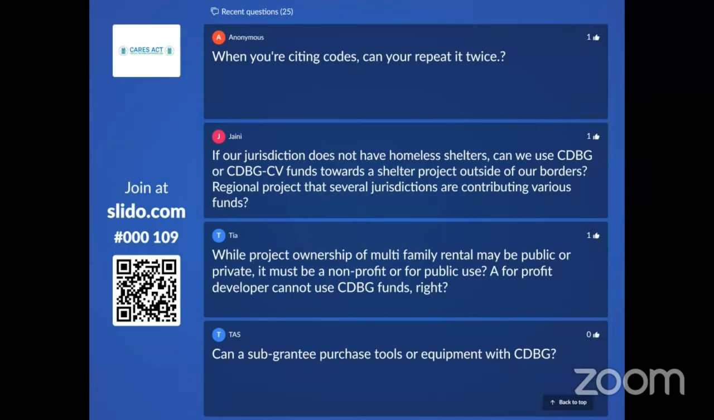Okay. When you're citing codes, can you repeat it twice? I'm not sure what you mean. Are you saying, can they cite someone for the same violation? That's a state or local thing. HUD doesn't get into that. Now, as far as doing it in a CDBG eligible area, you would work to get that addressed versus continuing to cite them.